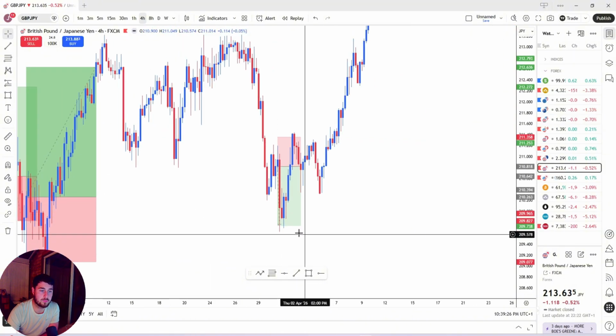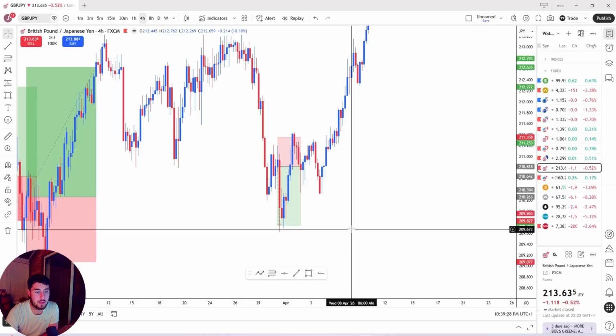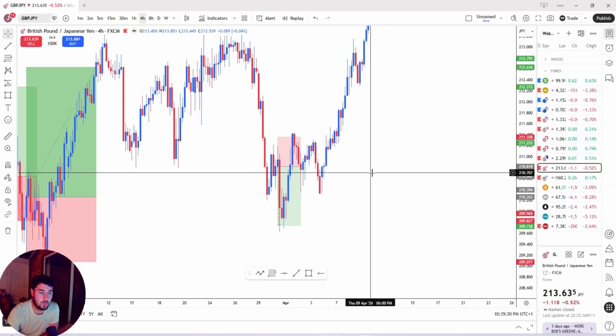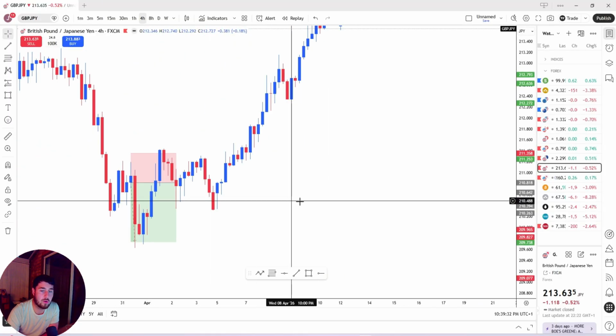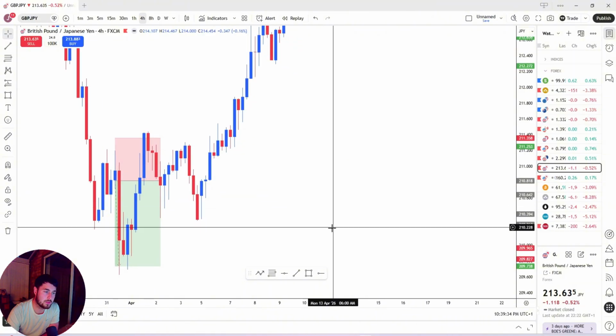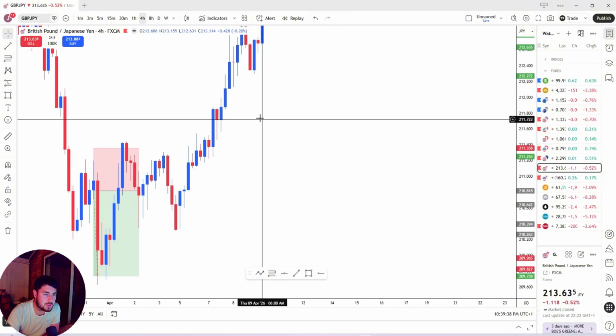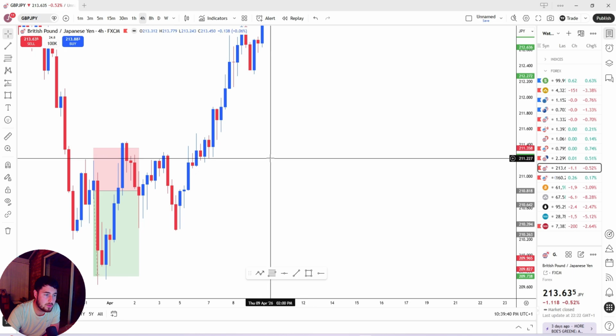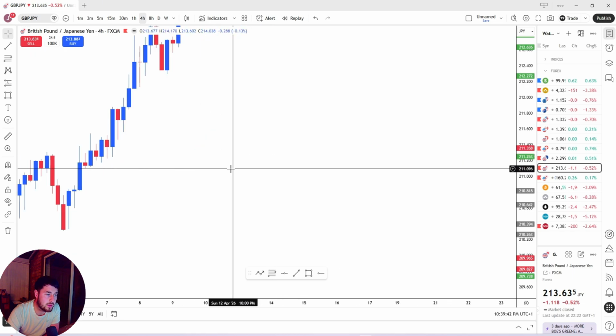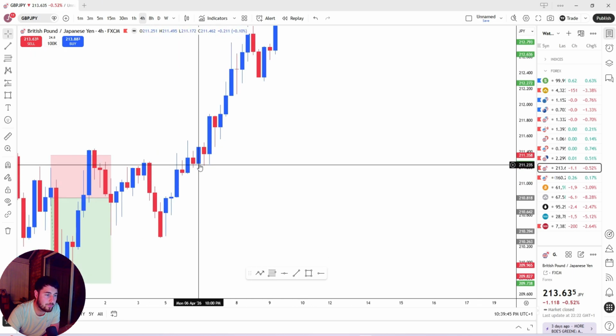So, 4 hour candle close, that trade also won. 4 hour candle closes, right? So, for example, let's see if we can find one right now. Here's one, for example. This one right here.